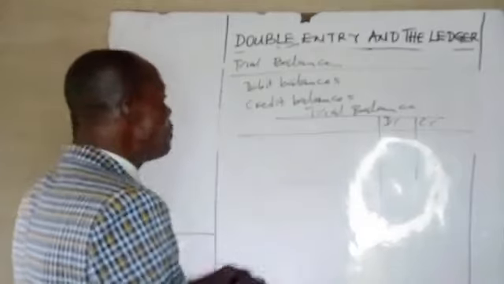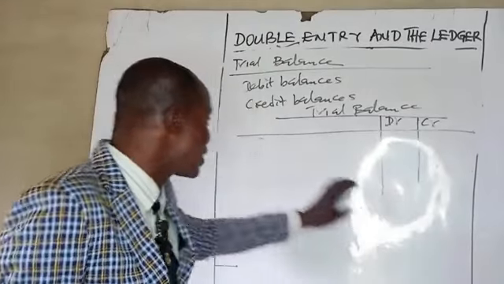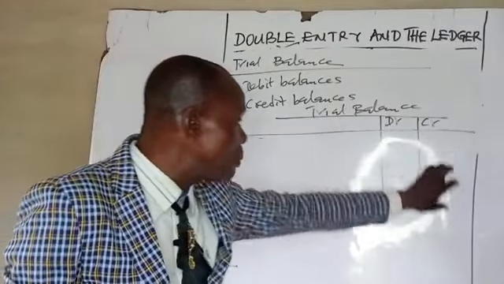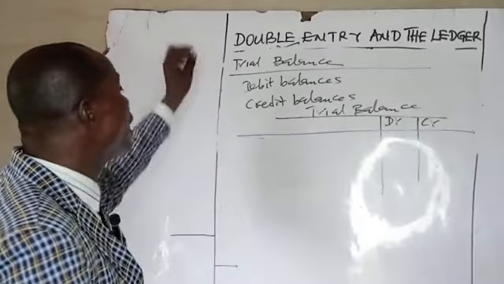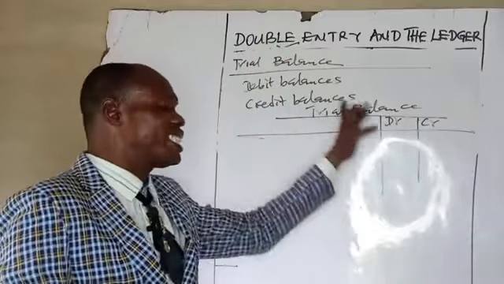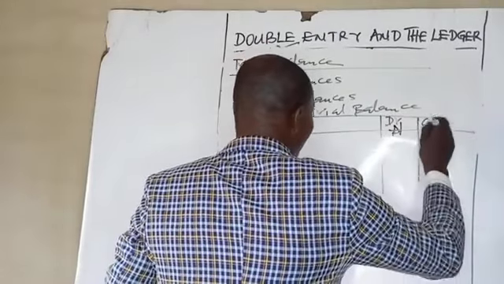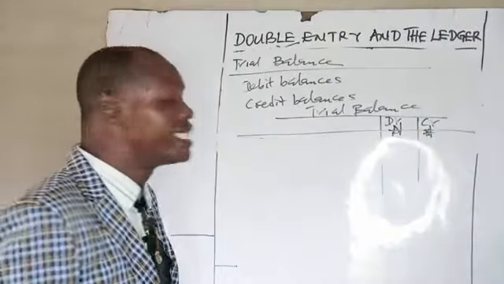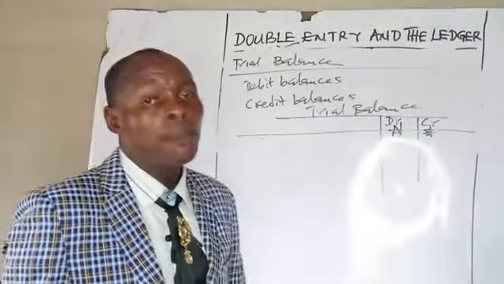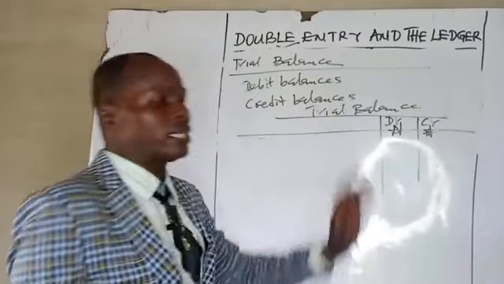You put the debit balances you've extracted from the ledger at the debit side of your trial balance, and the credit balances you've extracted from the ledger, you put them at the credit side of your trial balance. So the list of all the debit and credit balances extracted from ledger is known as the trial balance. Therefore, trial balance is the list of the debit and credit balances extracted from the ledgers.